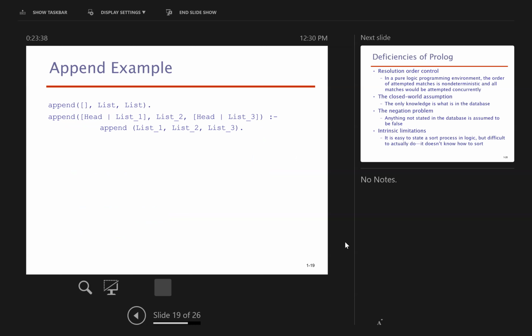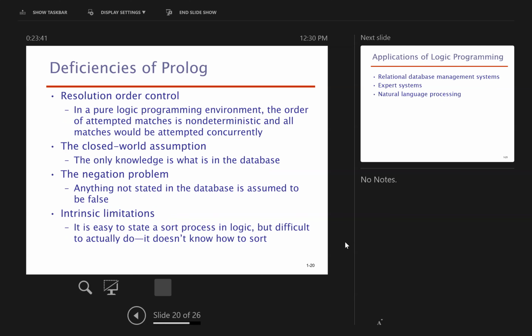And then next we have some deficiencies of Prolog. The first one they told us is resolution order control. Here they say in the pure logic programming environment, the order of attempted matches, we cannot determine it. It's non-deterministic, and all matches will be attempted concurrently. Also the closed world assumption: the only knowledge is what you have. So you have your facts and your rules, that's it. Again, as we said, there's no algorithm based on whatever facts you have and your rules. So those are the limitations.